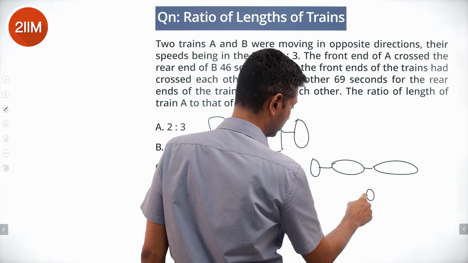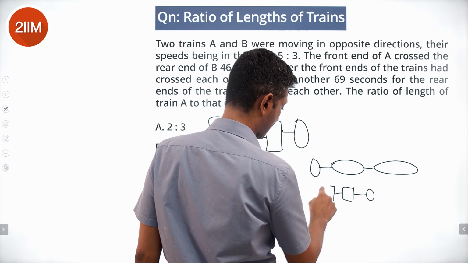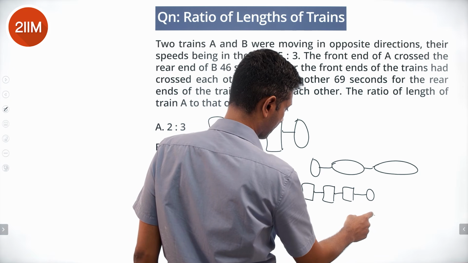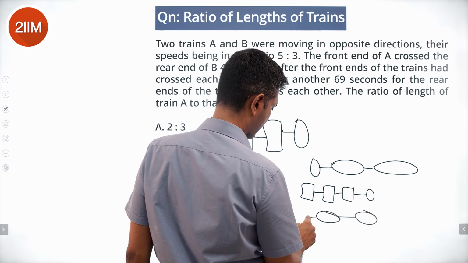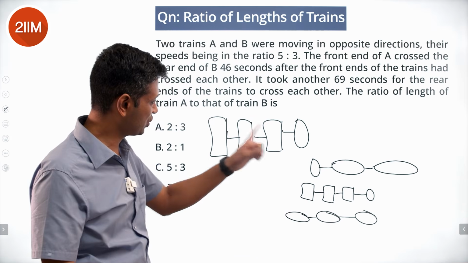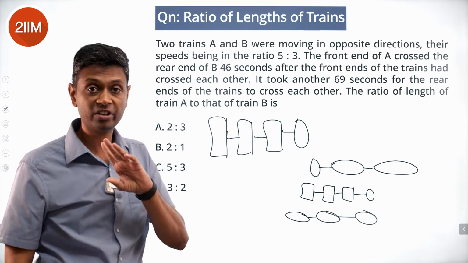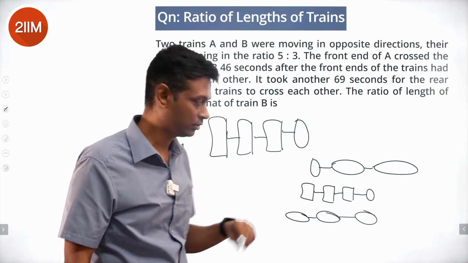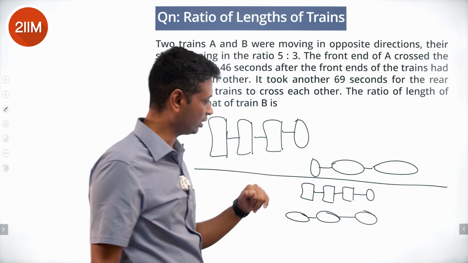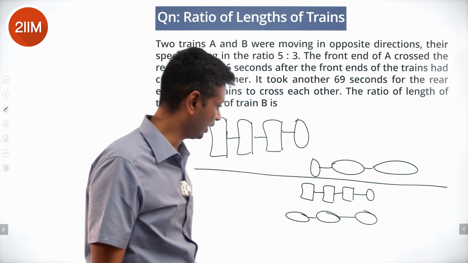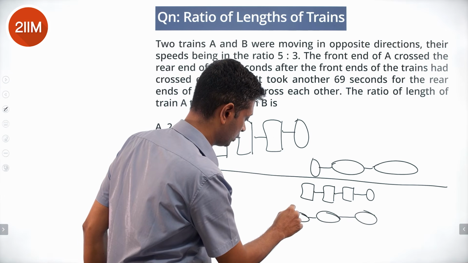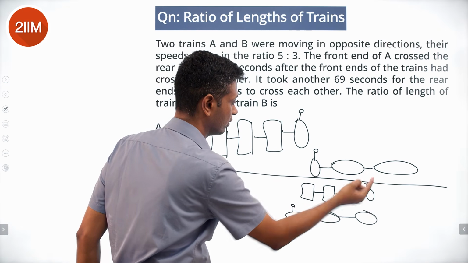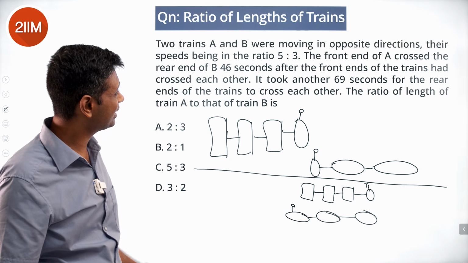So this crosses over. The front end crosses the rear end, so we go to some place like this. This is the rear end of B. From this state to this state, it takes 46 seconds. Very interesting. 46 seconds to go from this phase to this phase. So from front to front end crosses the rear end of B. This is the engine of B. So this takes 46 seconds.